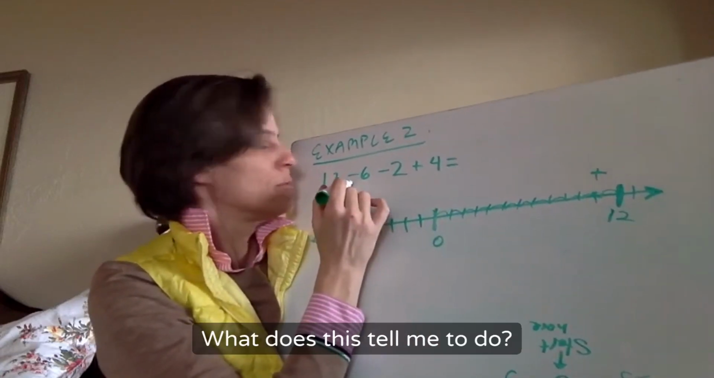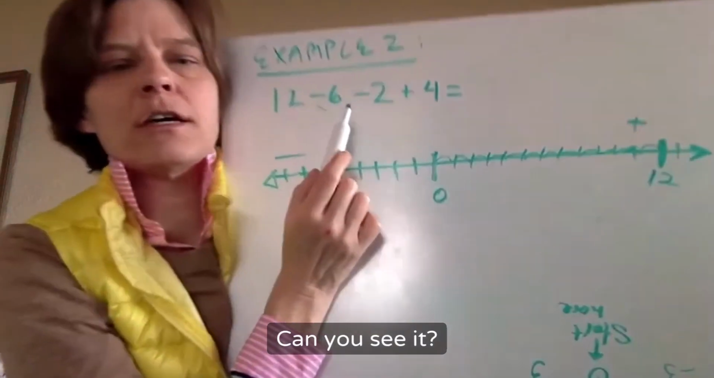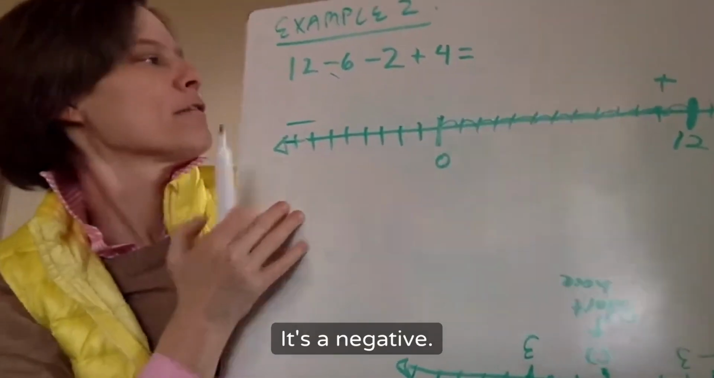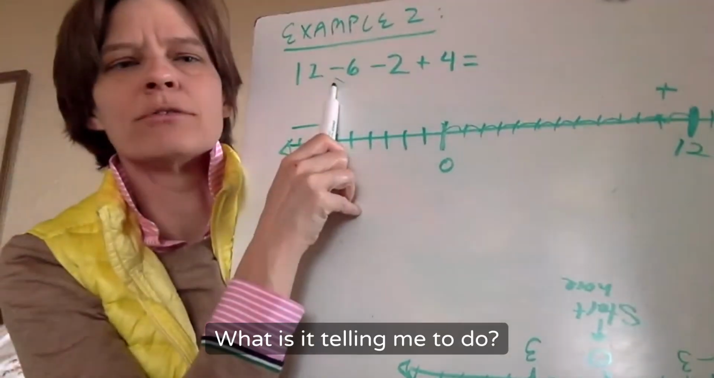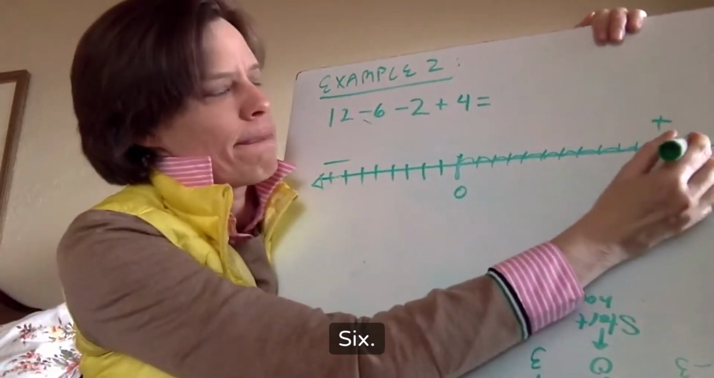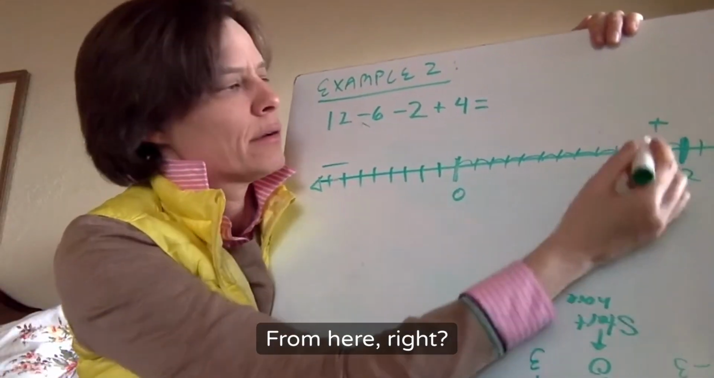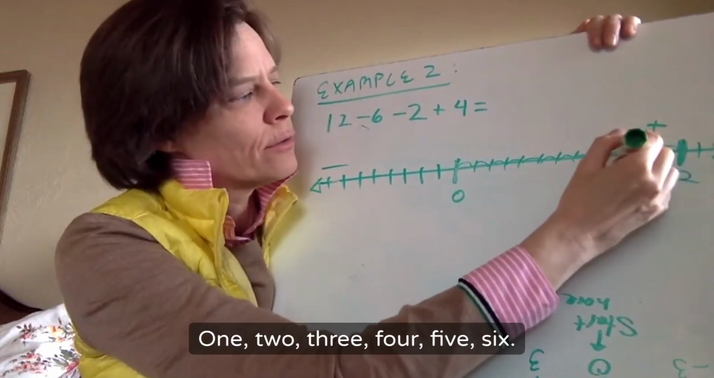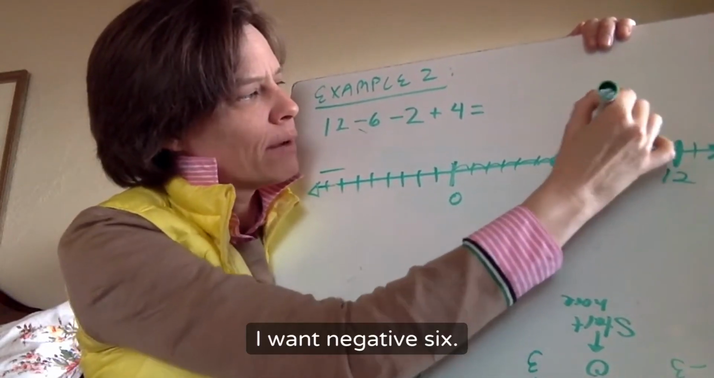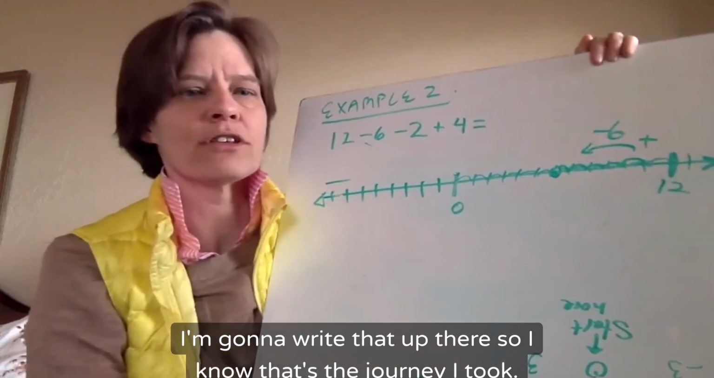What does this tell me to do? It's a negative. Can you see it? It's a negative. What is it telling me to do? It's telling me to go back this way. How many units? 6. From here, right? 1, 2, 3, 4, 5, 6. I went -6. I'm going to write that up there so I know that's the journey I took.